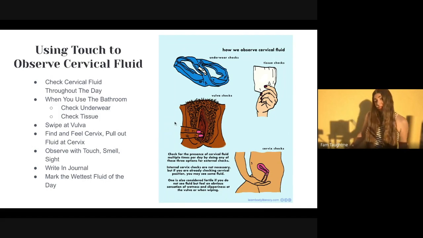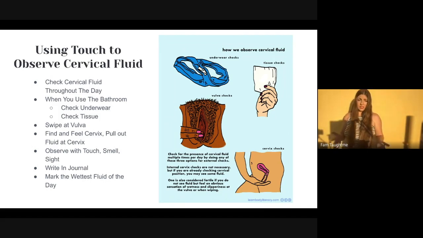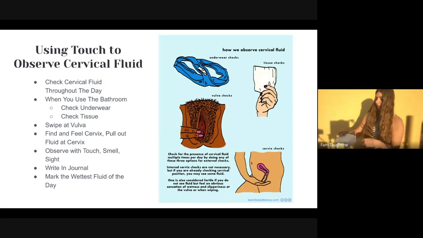There's a couple different ways to check cervical fluid. The first is throughout the day when you use the bathroom, and that would be with an underwear check or a tissue check. So I'm going to demonstrate that for you here. An underwear check is pretty basic. You're looking down at your underwear and seeing if there's any fluid that's present there. And for trying to understand the tissue test, I'm going to do this here.